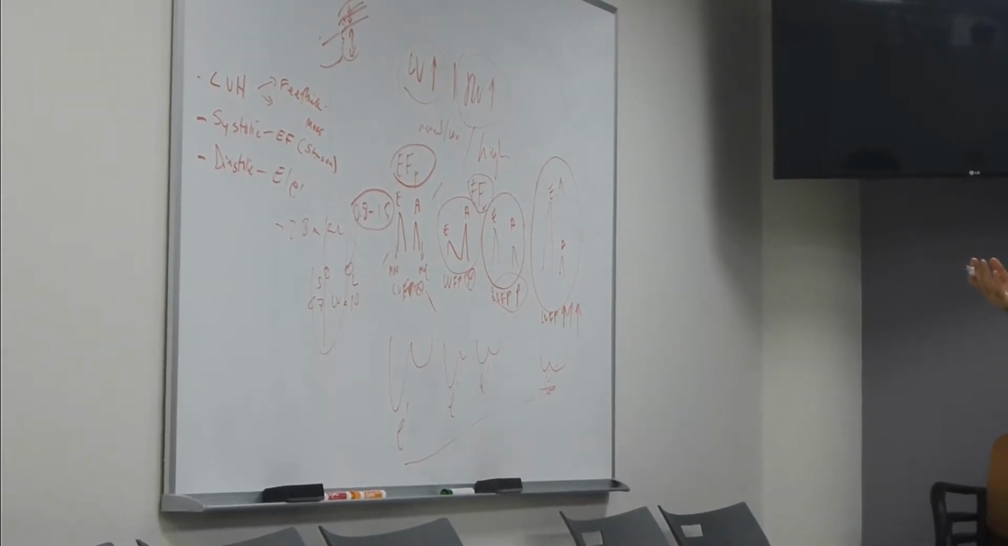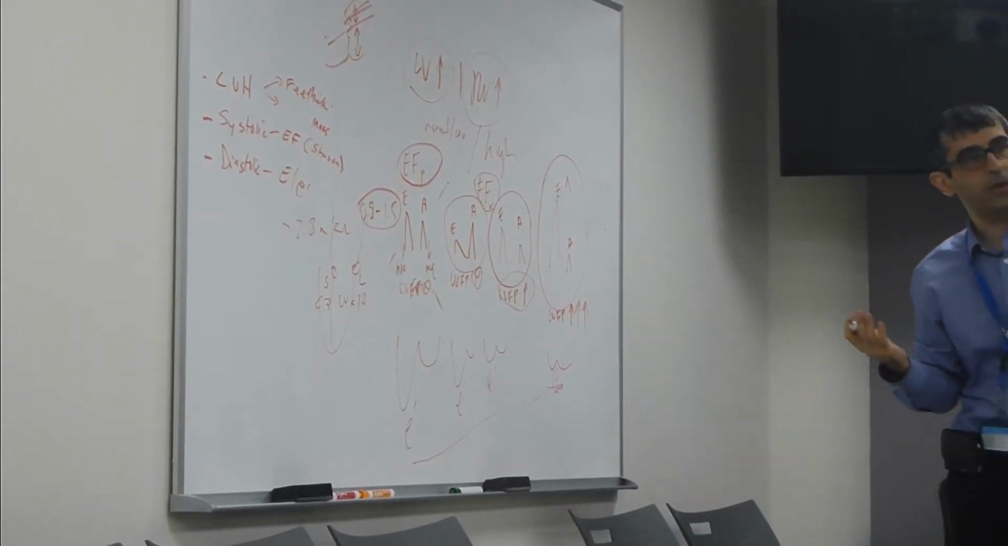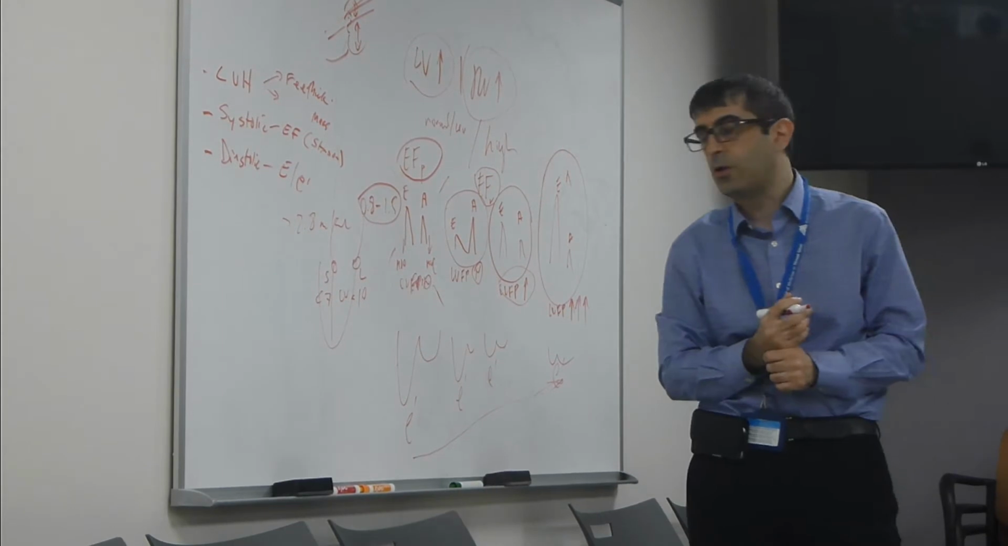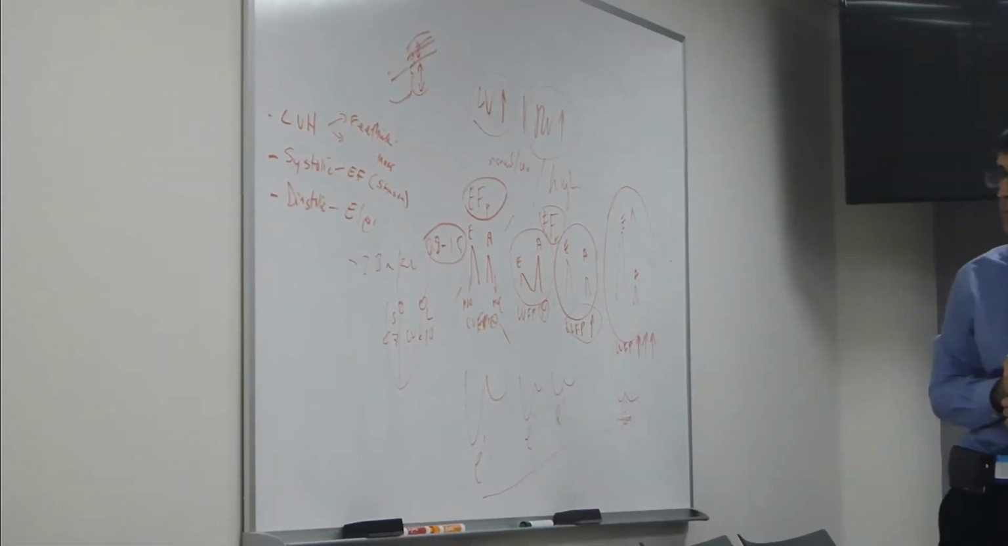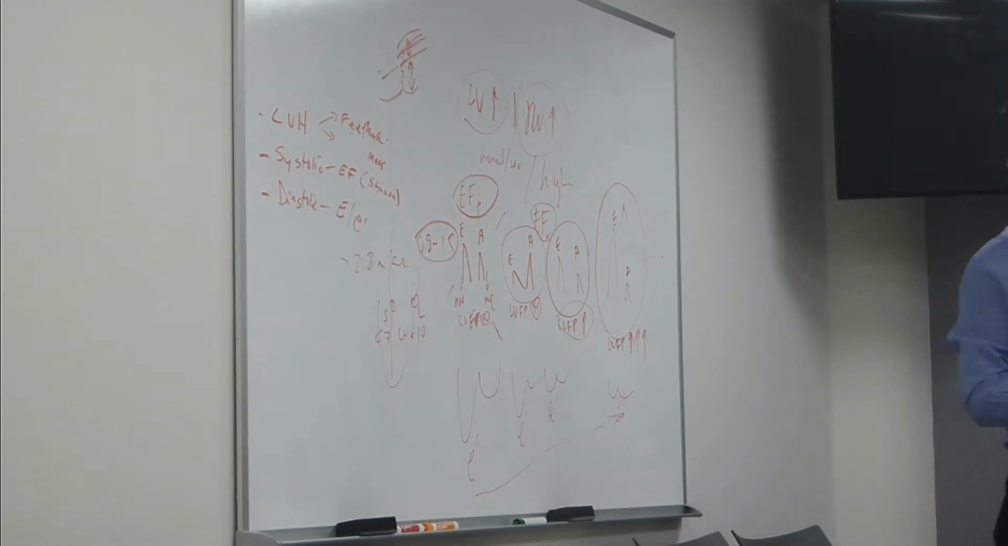Of course, you can look at the IVC and see if RA pressures are elevated. You guys do that all the time, I'm sure. In non-ventilated patients, but in ventilated patients, the IVC is going to be dilated anyway.